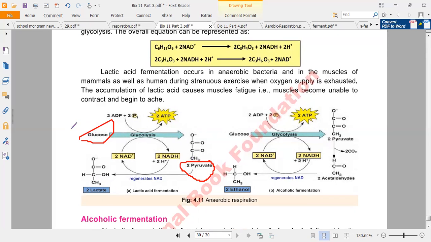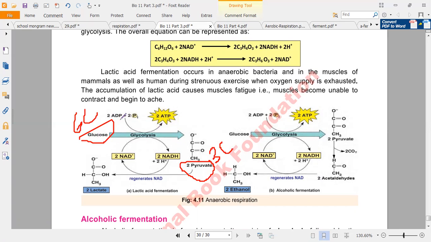Glucose is a 6 carbon compound. Pyruvate is a 3 carbon compound. So we'll get 2 molecules of pyruvate, then 2 molecules of pyruvate are further broken down into 2 molecules of lactic acid. It also has 1, 2, 3 carbon atoms. So during the process of glycolysis, glucose is going to phosphorylate ADP into ATP.